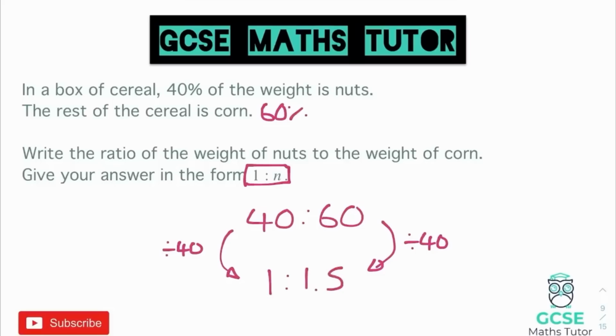Or of course you could write that in a fractional form. You could write it as 3 over 2, but that comes out as 1 to 1.5, and that would be our final answer. And that's how you go about writing ratios in the form 1 to n.